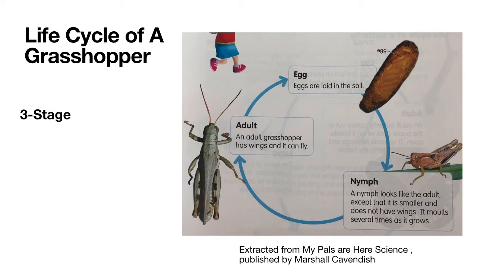The last three-stage life cycle I'm going to talk about is that of the grasshopper. The grasshopper has three stages. Again, it consists of the egg, the young, and the adult. Right, similar to the cockroach, the young of the grasshopper is also called a nymph, NYMPH. Similar to the cockroach, the nymph of the grasshopper looks exactly like the adult, except that it's smaller and does not have wings. It has to molt several times as it grows. And the adult grasshopper has wings and it can fly.